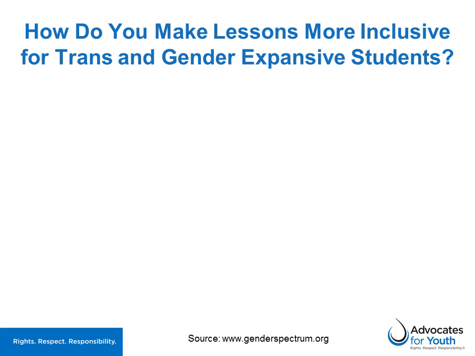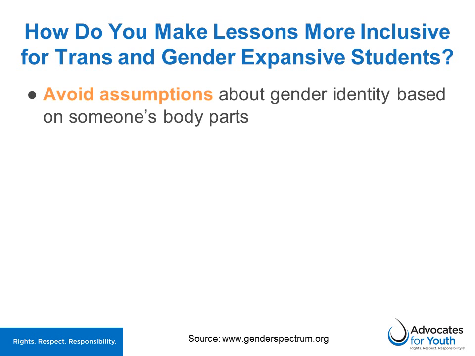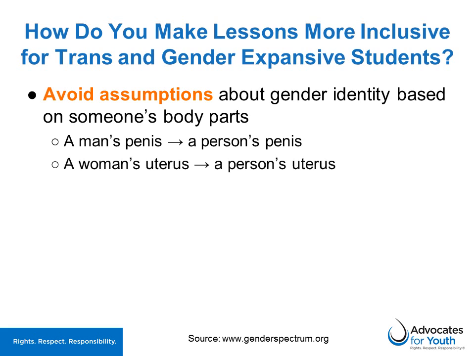There are lots of ways that we can, as individual educators, make our lesson plans more inclusive and affirming for these students. We can do things like avoiding assumptions about gender identity just because of someone's body part. So instead of saying a man's penis, or assuming that everyone who has a penis has a gender identity that is a man, you can just say a person's penis. Same with uterus.